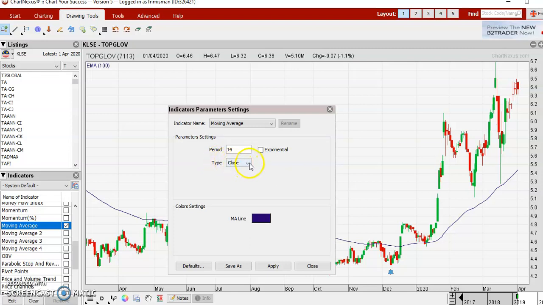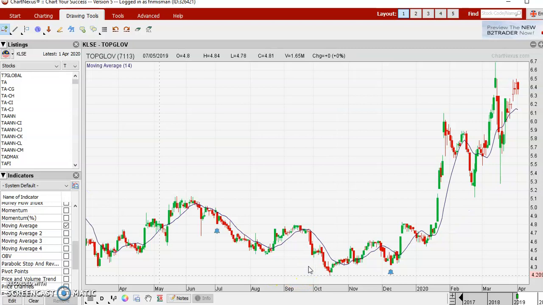Type means what type of price you want to use. In this case, I want to use the closing price. And then this is the line color. So you click apply, then close. If you can see, our chart is showing the 14-day moving average. They're plotting the 14-day moving average.